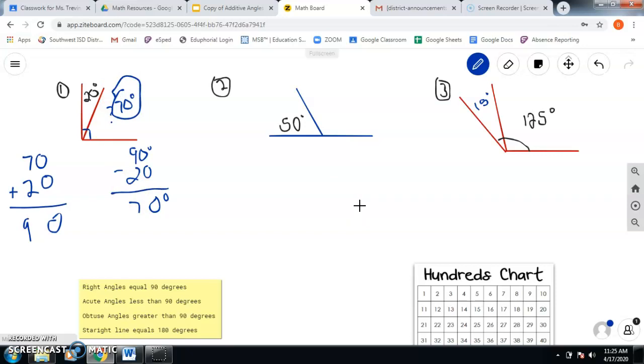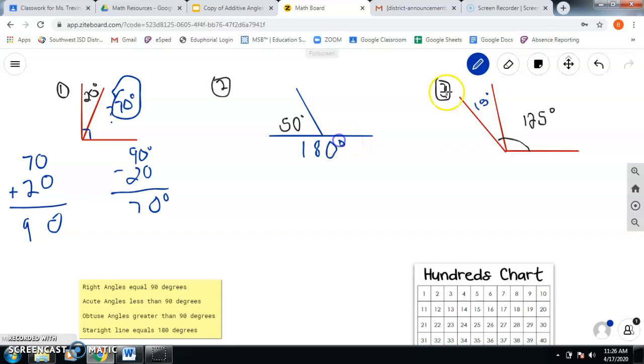Okay, moving on to number 2. So let's look at it. We have a straight line. What did we say a straight line was equal to? Come back here to our notes. Straight line is equal to 180 degrees. Okay, so that straight line is 180 degrees. It's important to remember that.